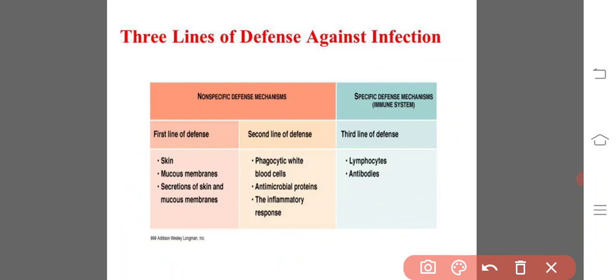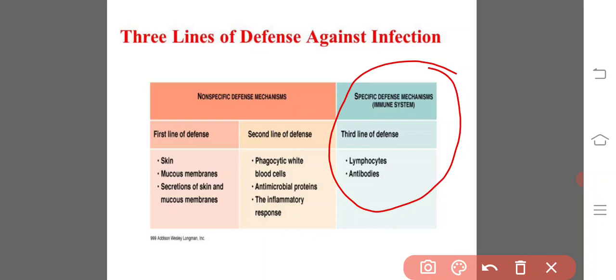Apart from these three, the first line of defense mechanism against various infections includes skin, mucous membranes, and secretions of skin and mucous membranes. In the second line of defense, we see phagocytic white blood cells, antimicrobial proteins, and the inflammatory response. Whereas in the third line of defense, T lymphocytes, B lymphocytes and antibodies are included, which is a highly specific defense mechanism. It is related to acquired immunity.